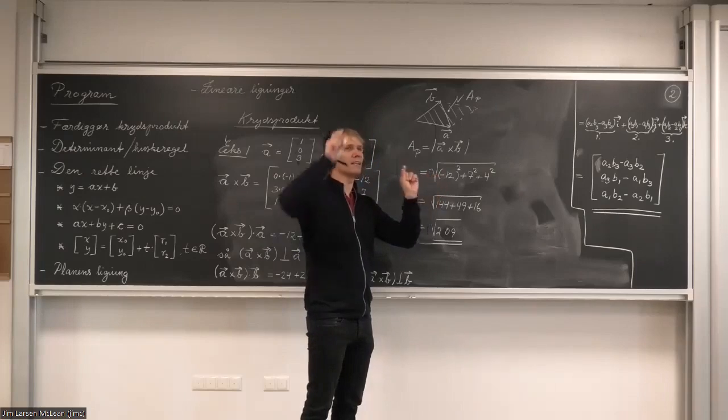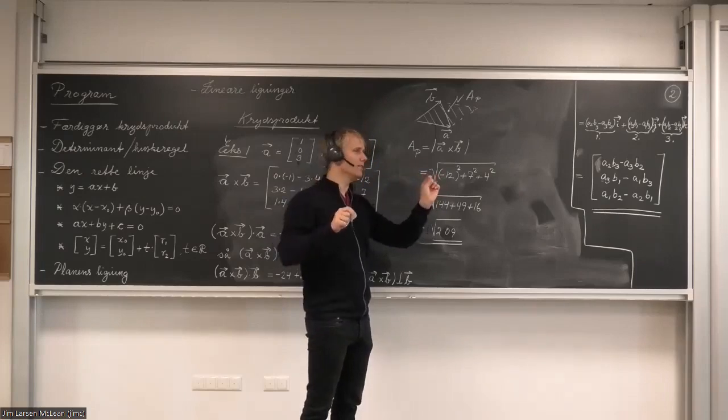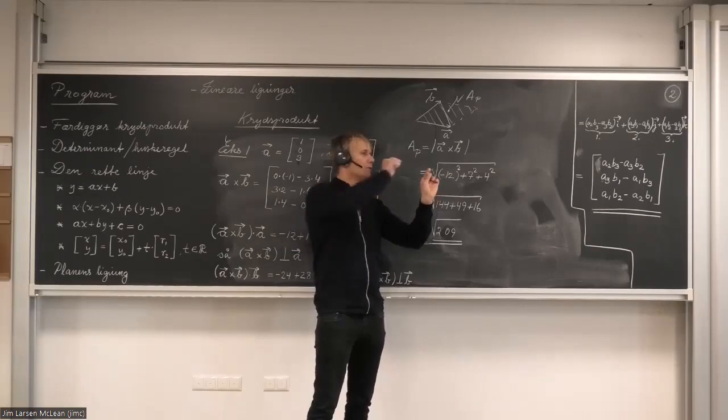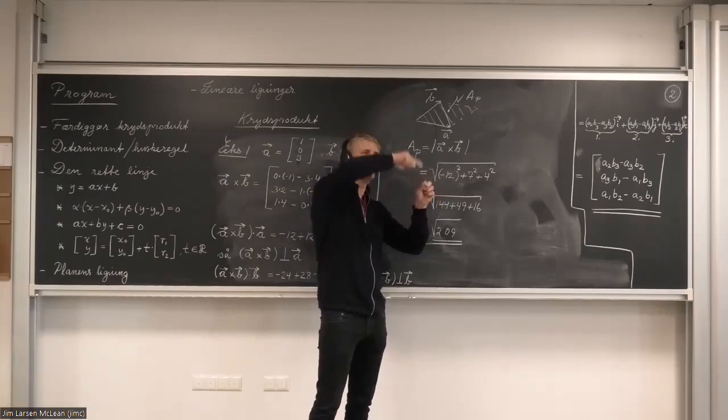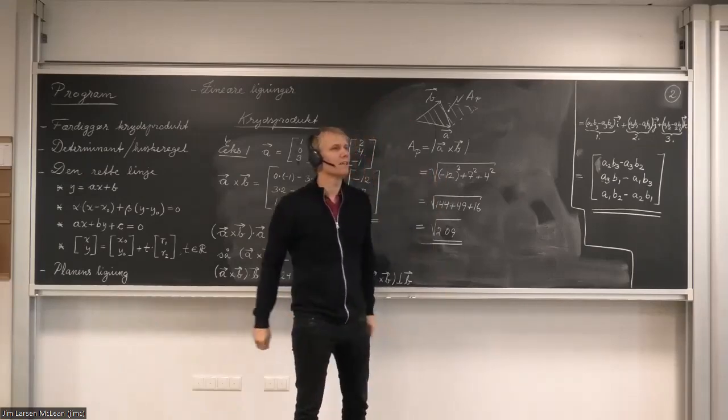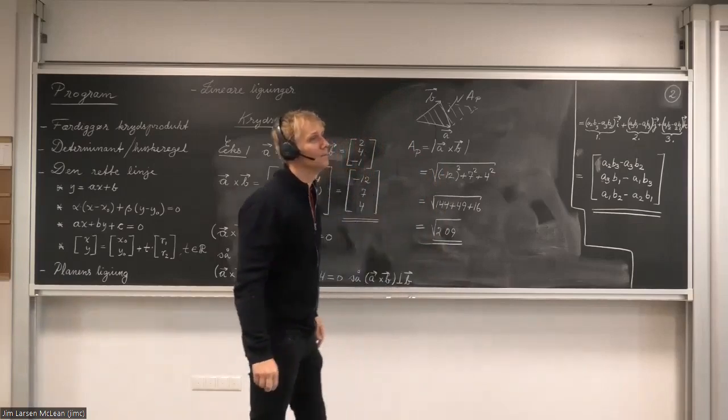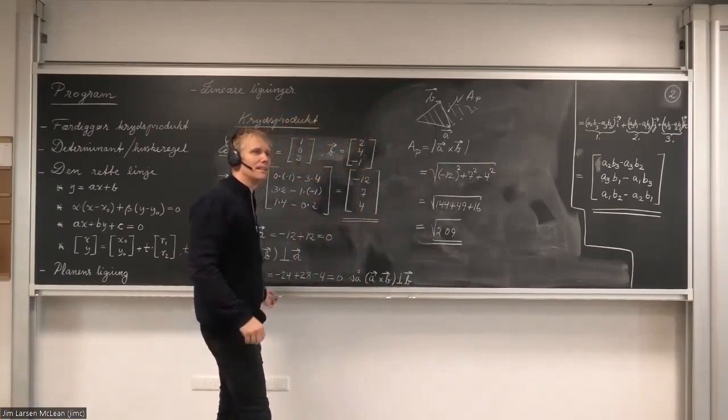Because if you have the 3 points in space, then you just form a vector from one point to this point. If you take the cross product of the 2 vectors and find its magnitude, you have the area of the parallelogram, and then you divide by 2, and you have the area of the triangle.